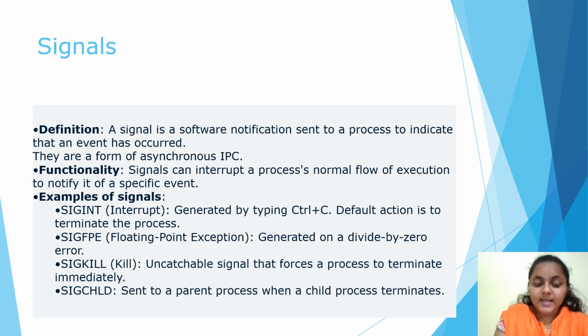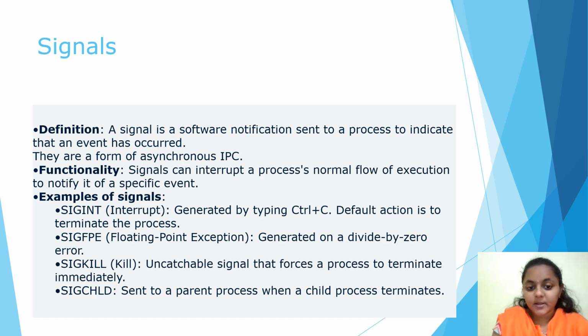Signals. A signal is a software interrupt sent to a process to inform it that an event has occurred. Signals are a form of asynchronous communication. They can interrupt a running process at any time. Why are signals important? They allow the OS or user to control processes and handle unexpected events such as errors, termination requests, or child process completions.